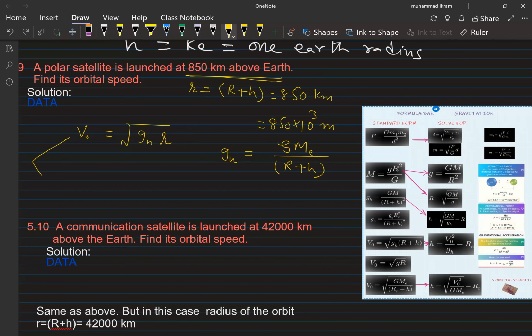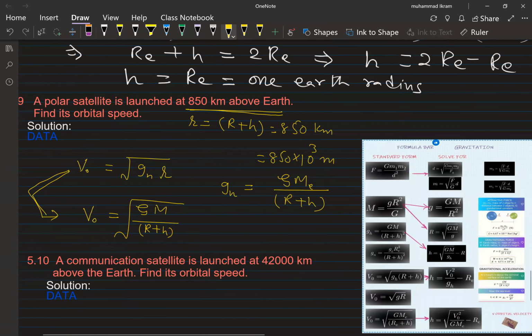As I told you, sometimes you will have many formulas in solving the given numerical, so you should always go for the easier approach. Now this approach is difficult. Why? Because you need to calculate the value of gh first. So what I will do, very simple, I will be using this formula, that it is GM into what? Into R plus H under the root, like this. This is a very easy formula.